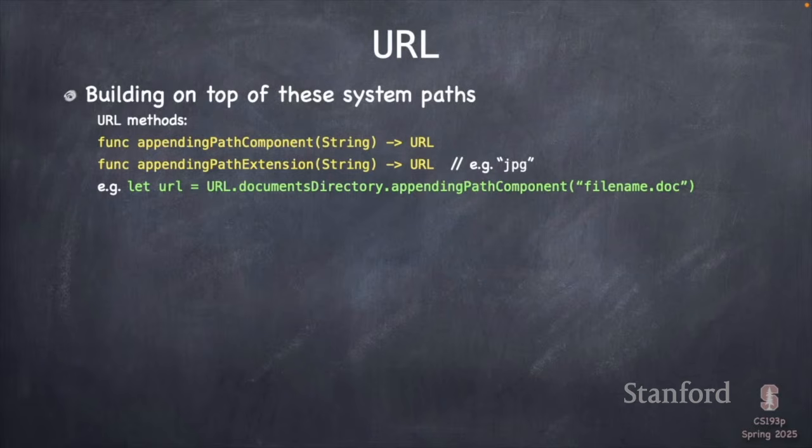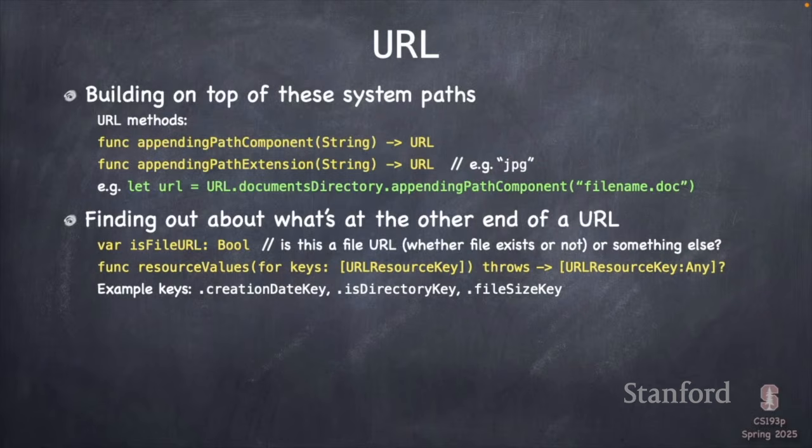Now, URL, in addition to having these nice appendings and the built-in sandbox URLs, also has some nice functions like, is this a file URL? Because remember, URLs are used not just to access files, but to go over the internet, HTTP URLs and all that. So you can ask it, is this an HTTP or a file URL? It also has this great function here, resource values for keys. You give it certain keys like creation date, is directory, file size, and it'll tell you that information about that file. How big is that file? When was it created? Is this file a directory? All that stuff you get from URL. URL is really your go-to portal to accessing the file system.